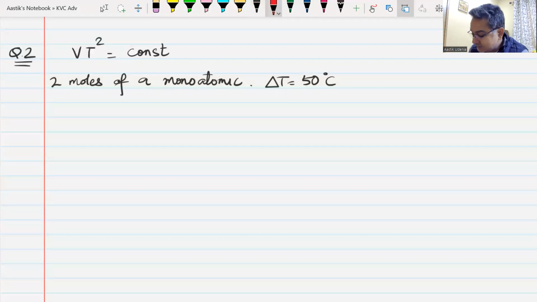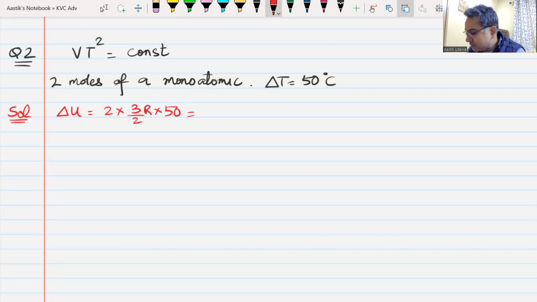So I have the answers. Delta U is how much? n is 2. 3/2 R into delta T is 50. So that is absolutely correct. It is 150 R. Okay. What about the next one? Delta W is minus 200 R, sir. How did you get it? Sir, I have square rooted on both sides so that I will get it in the form T V power 1 minus eta equals constant. You can do it in that way.